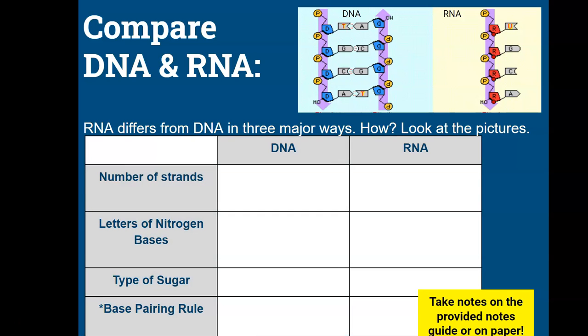All right, so the first step that we're going to do in our notes is we're going to compare DNA to RNA. And the way we're going to do that is we're going to look at these pictures here. And we're going to try to determine, okay, DNA versus RNA, how many strands does each have? Based on what we see in the pictures, what are the letters of the nitrogen bases? You already know this, so you can already fill this in. What's the type of sugar present in DNA versus RNA? And what are the base pairing rules? So you can already start jotting some stuff down.